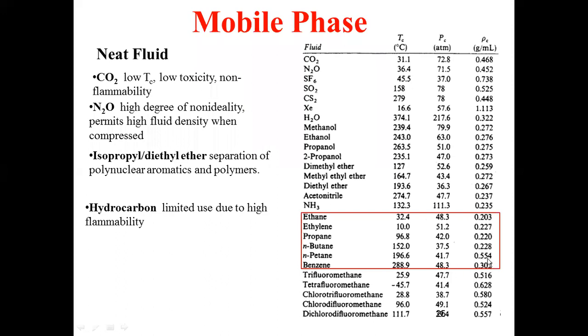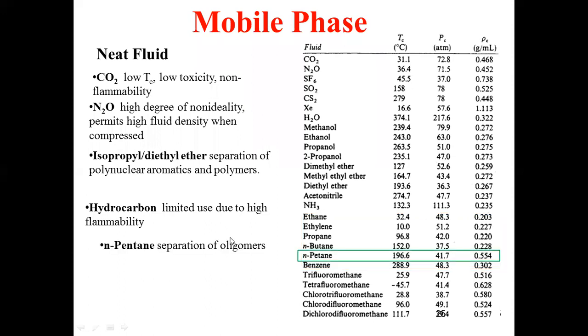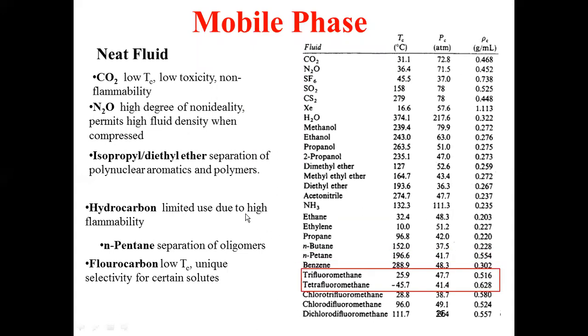And if you look at the density, N-pentane has a very high density, 0.554, and this will become a more selective fluid, especially for the separation of compounds which do not catch fire. So you must be very careful while adjusting the temperature to 196.6 degrees Celsius. Mostly oligomers are separated by using this N-pentane. Special design must be made while using N-pentane as a supercritical fluid.